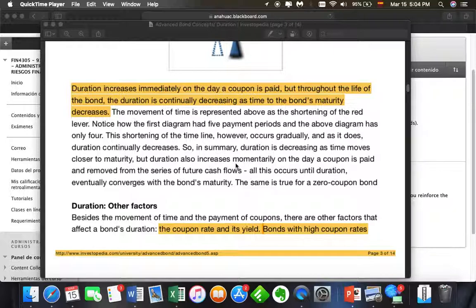Okay, now it's never gonna be greater than maturity. Maturity and duration are only the same for zero coupon bonds, and write that down. For all the rest of the bonds, because you receive coupons in between, duration is gonna be lower.